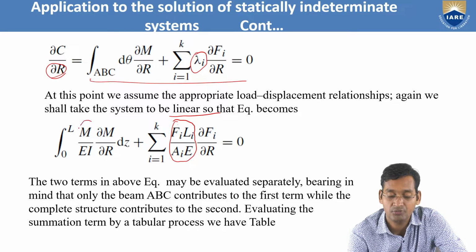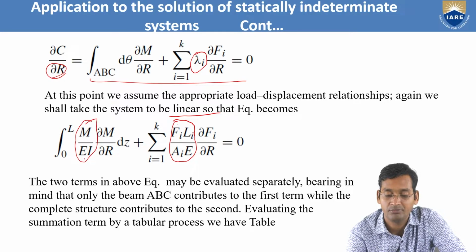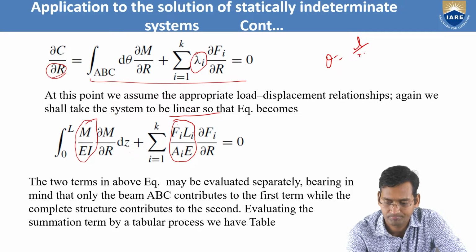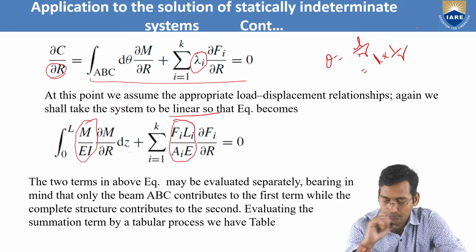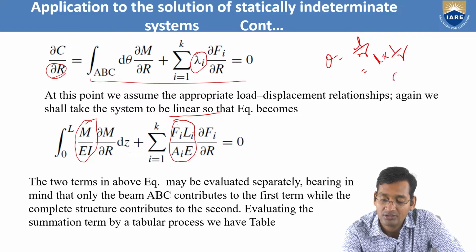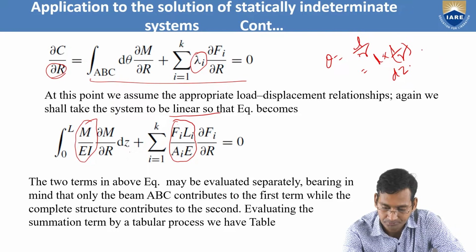And already in the previous video we had seen that dθ is M by EI into dz. Or let's see here, for any curve like θ equals L by R is there, right? So this can be written as L into 1 by R, where 1 by R is the curvature. Now L was dz, and 1 by R, that is the radius of curvature, which is equal to what? EI by M. So the radius of curvature is equal to EI by M.